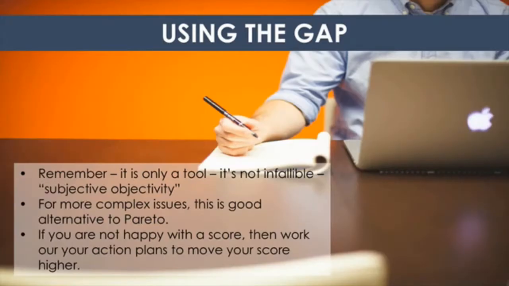Just remember, it's only a tool, so it's not infallible. Really, you're making up numbers or creating numbers, so I call it subjective objectivity. But it's better than just pulling stuff out of the hat. At least you've had to think about things. For more complex issues, the gap analysis is a better alternative to the Pareto analysis and must, should, could. And if you're not happy with the score, then work out your action plans to move your score higher. So, if you want to change the scores, that's okay, but think about why that's different.